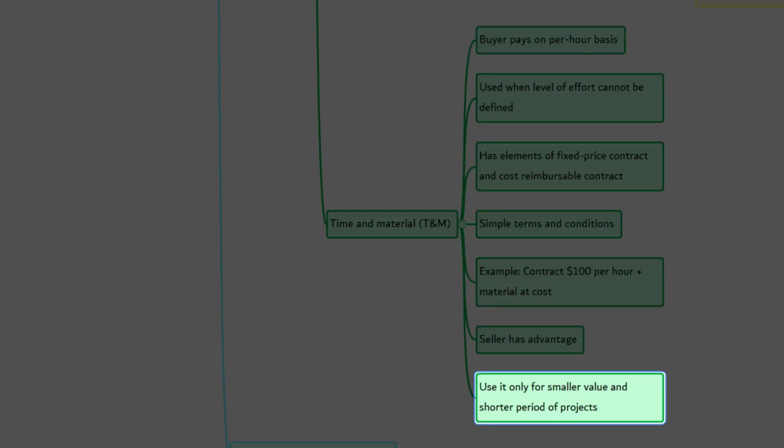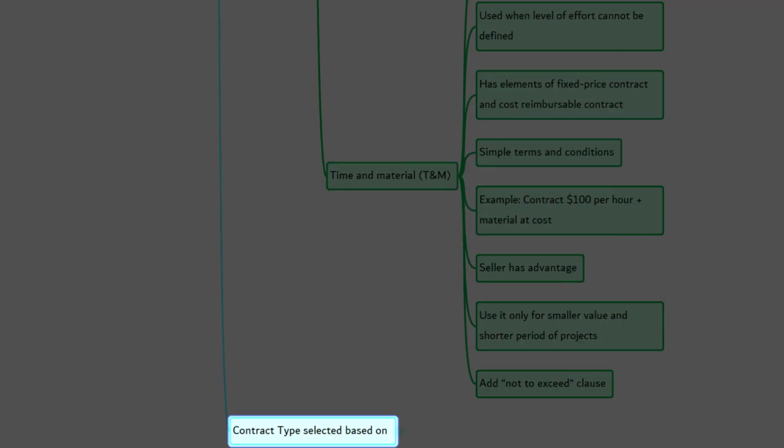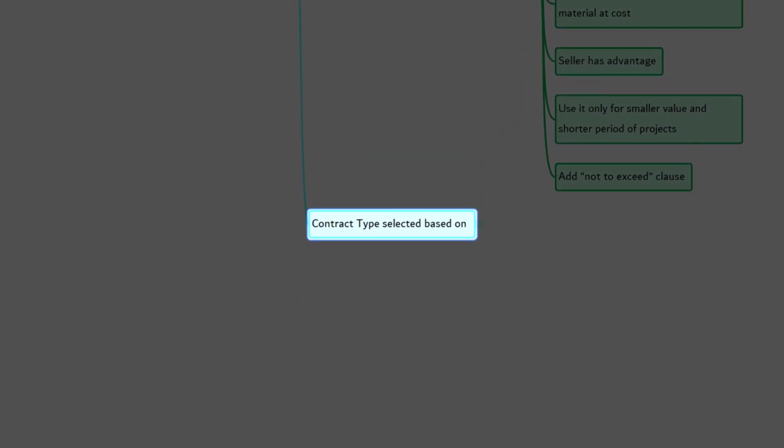For this reason, a time and material contract is best used for work valued at a small dollar amount and lasting a short amount of time. To make sure that the costs do not become higher than budgeted, the buyer may add a not to exceed clause. With this clause, the buyer has relatively less cost risk as compared to cost reimbursable and fixed price contracts. In a project, there can be multiple procurements run in parallel with different vendors. Each one will have its own life cycle.